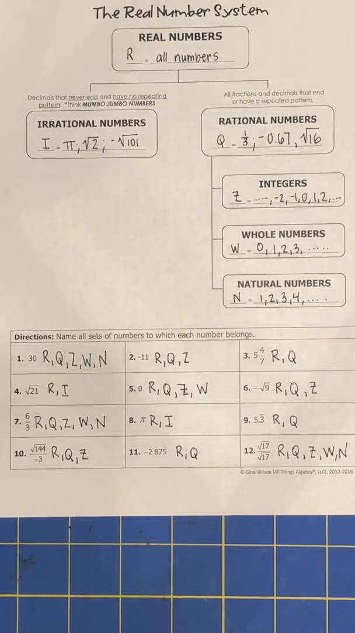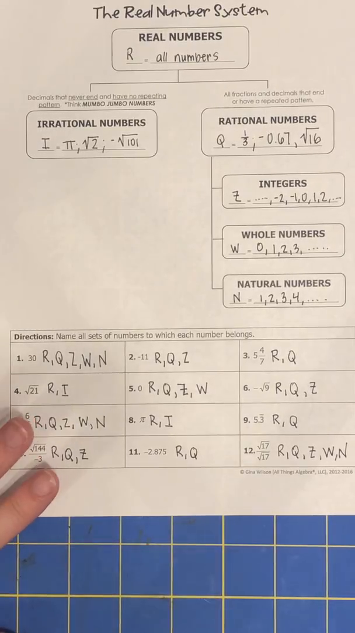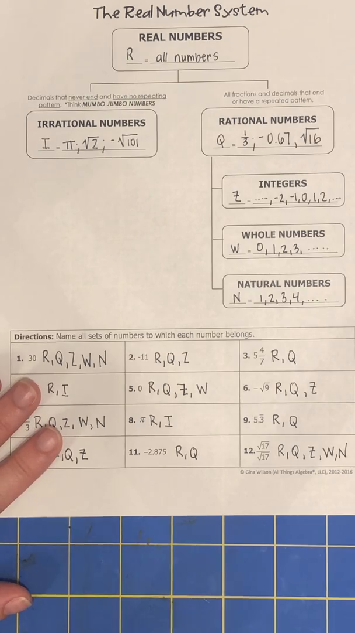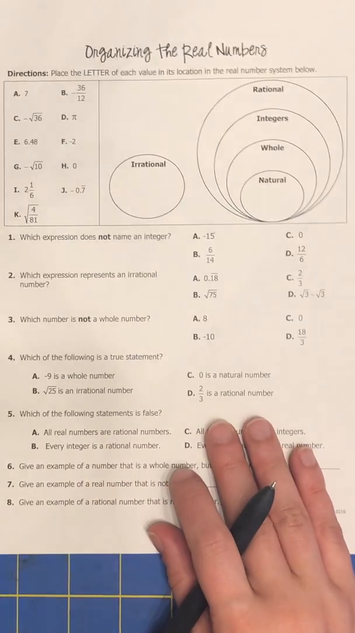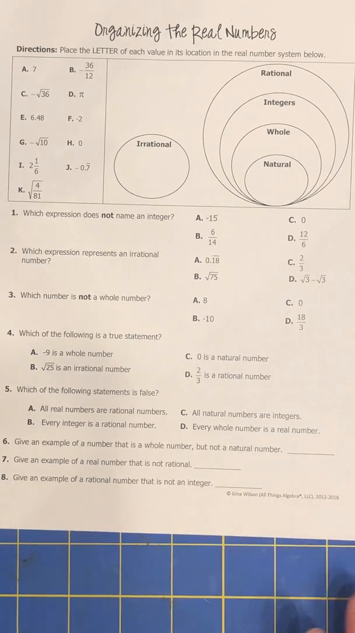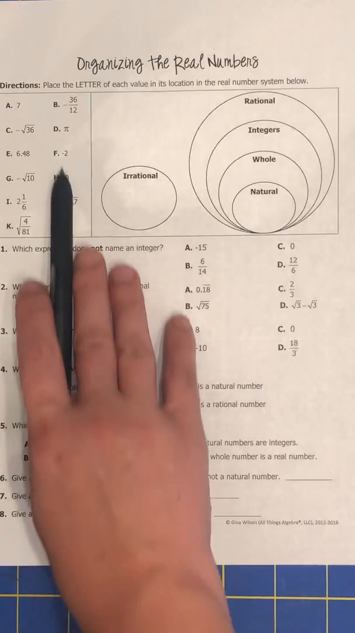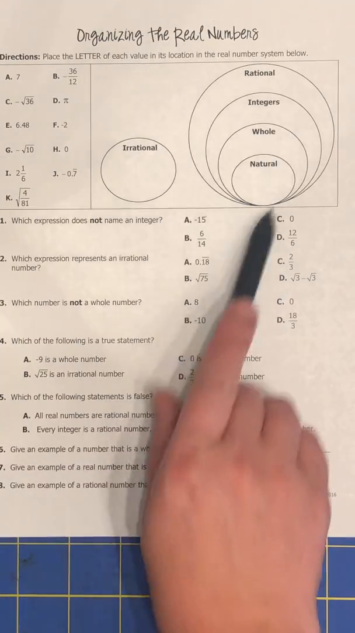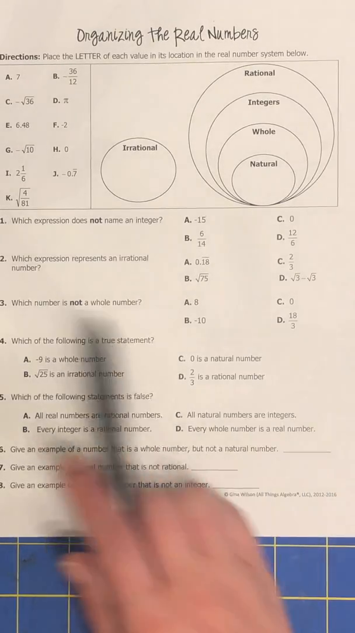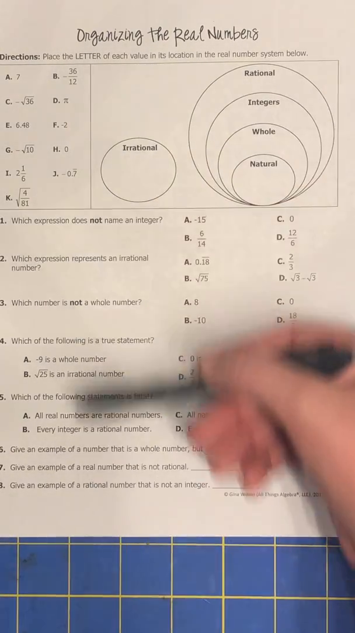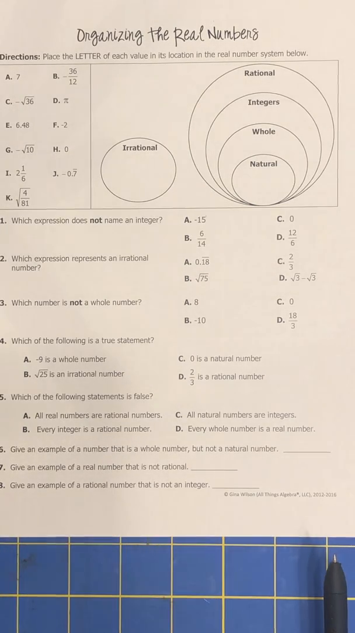So tonight, you guys are going to try this on your own. This is your homework assignment for tonight. So you can use this paper and any of the other notes we've taken and your foldables. And you're going to be working tonight on organizing the real numbers. So use all these tools to help you. You're going to place the letter of each value, so A through K, and you're going to put them where they belong. What's its value? What's its worth? And then 1 through 8, you're going to go through and just kind of answer the questions. So that's your homework tonight.